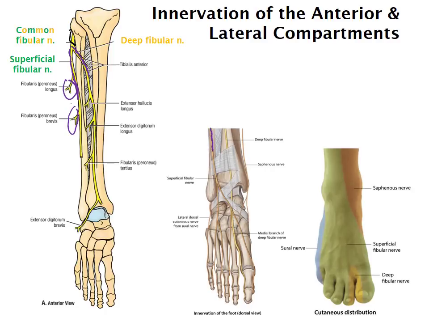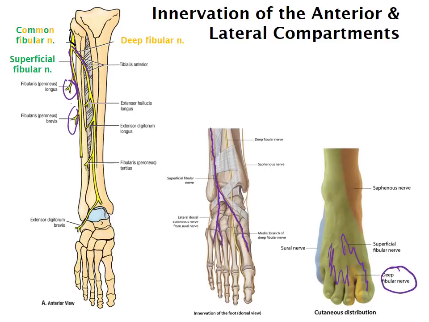Here we see the cutaneous part of the superficial fibular nerve. It's already innervated fibularis longus and brevis, and it's now innervating the dorsum of the foot, but in specific areas. So here we see that distribution in the green, and then we see the distribution of the deep fibular nerve.